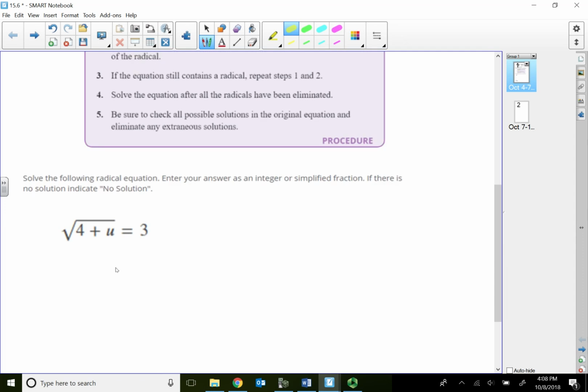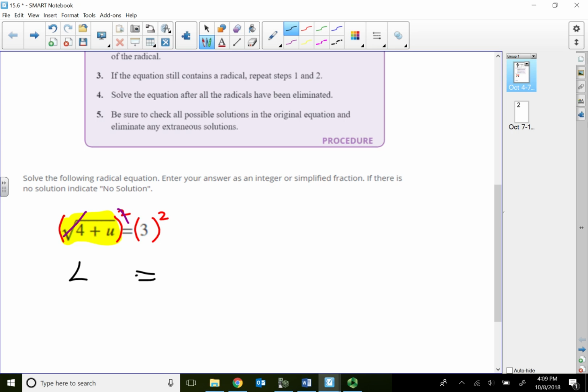This is a very easy problem. This equation only consists of two terms. Here my radical term is already by itself. Once it's by itself, I can get rid of the square root by squaring both sides. Why do I square both sides? Because square and square root cancel each other out. So the left side should just have 4 plus u.